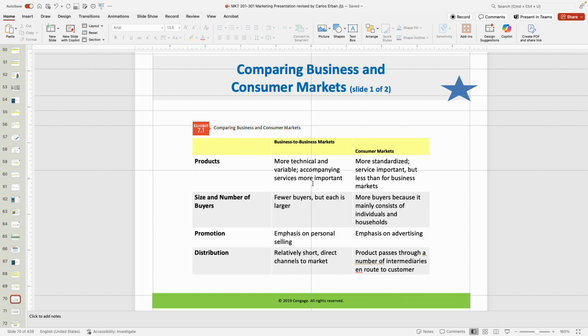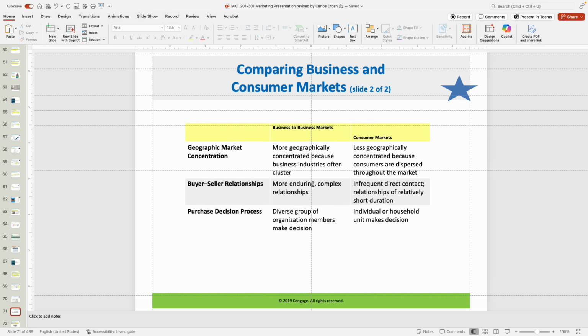So the other thing to recognize is that B2B, which is business to business, is different than consumer markets. Okay, so B2B, usually, you're closer to the customer, it's more technical, the emphasis is on sales as opposed to advertising, distribution is usually regional or very short. Buyer relationships are super important. So when you have companies, some companies have relationships that go for decades.